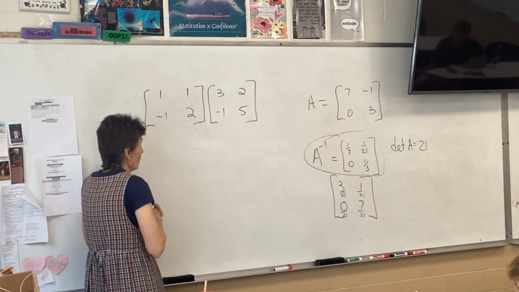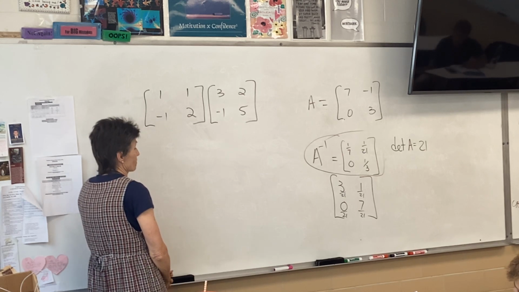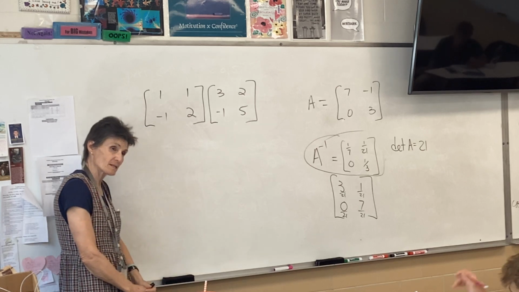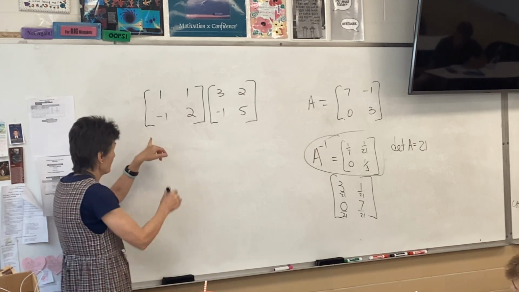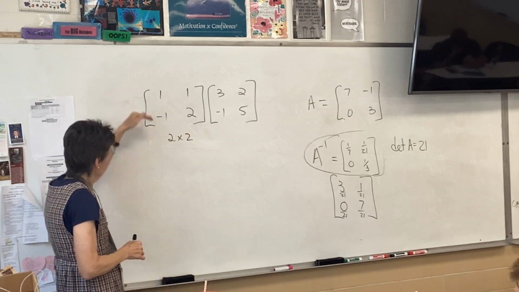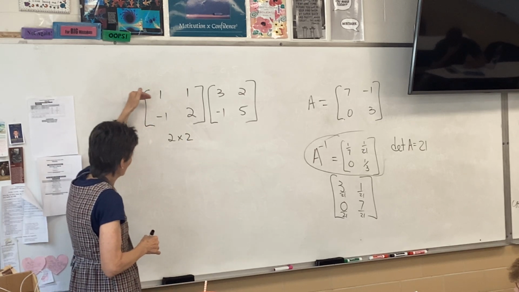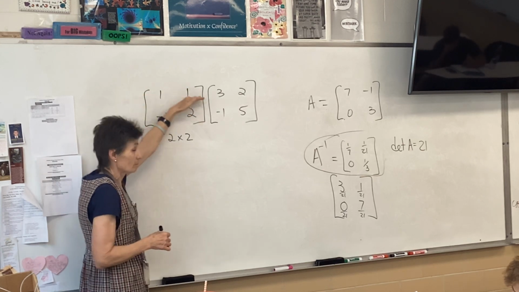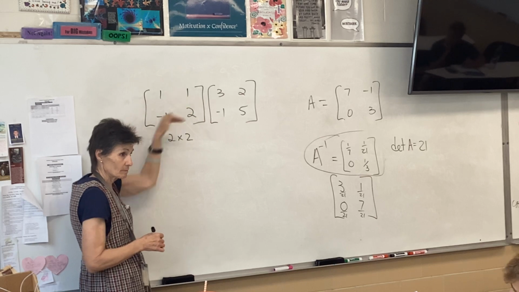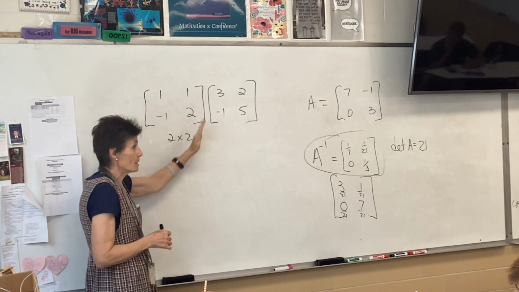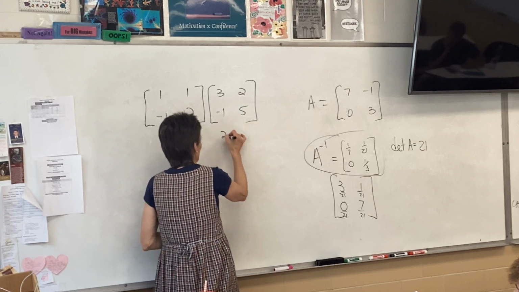In order to multiply matrices, the dimensions have to match up in a special way. This is called a 2x2 matrix because it has 2 rows and 2 columns. This one is also 2 by 2.